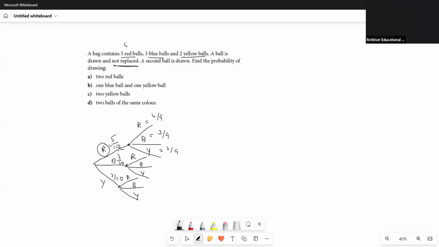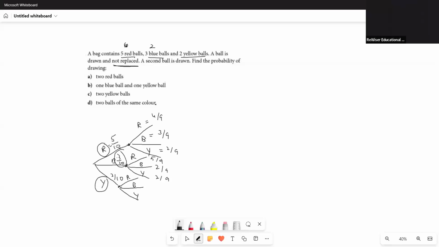Again, in the second case, since one blue ball is already drawn and it's not replaced, the blue ball reduces by 1 and rest all remains the same. So that literally means in that case, the probability of red will not alter. So that will be 5 by 9. The blue will alter. So that will become 2 by 9. And the yellow will also become 2 by 9.